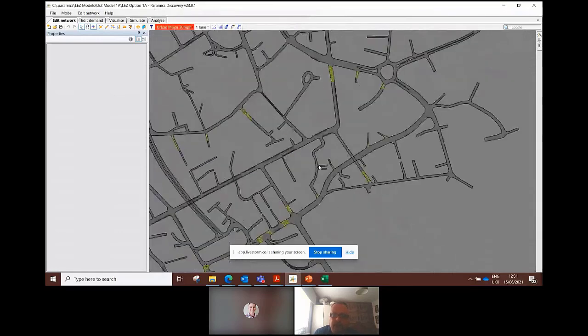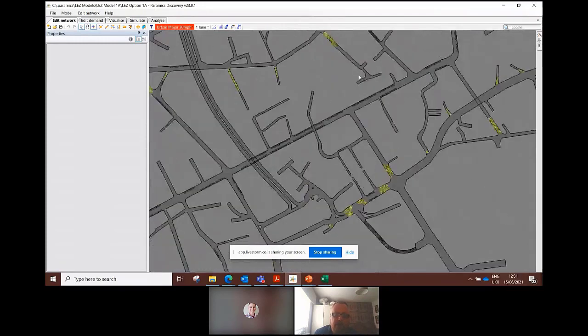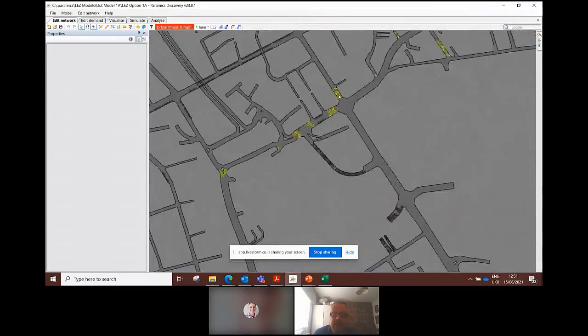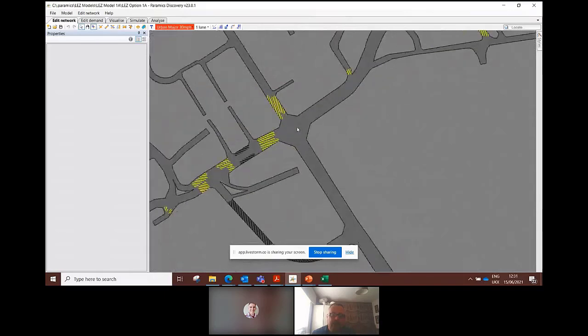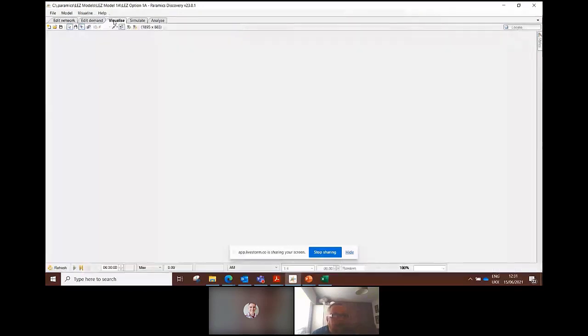Hopefully you can see a little bit of where we've put all our restrictions throughout the model. But effectively, it's quite easy to then change that boundary and run the model again. This is just one example of where we put the boundary. If I scroll in here, these links to the north and the west are within the LEZ.